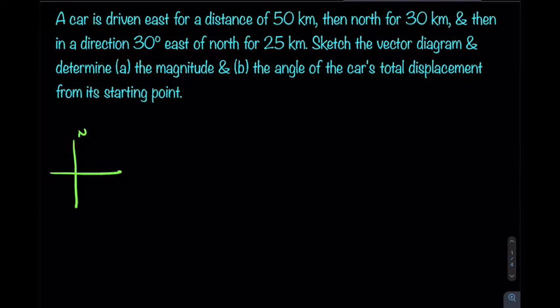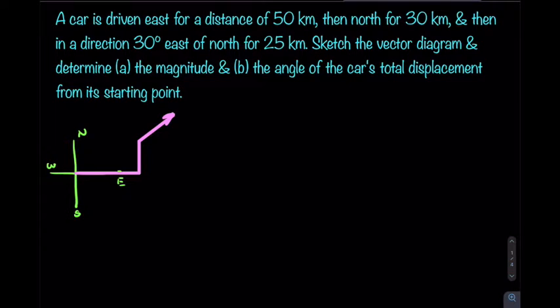You have north, east, south, west, and you might say, okay, well, the car goes 50 kilometers east, then it goes 30 kilometers north, and then it goes 25 kilometers at a 30-degree angle east of north. So that might be your diagram.